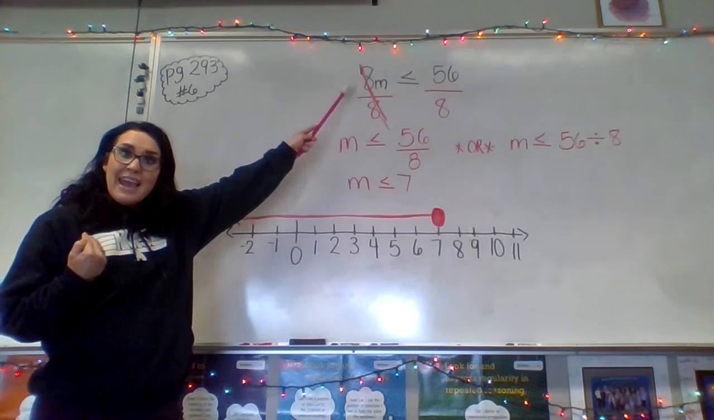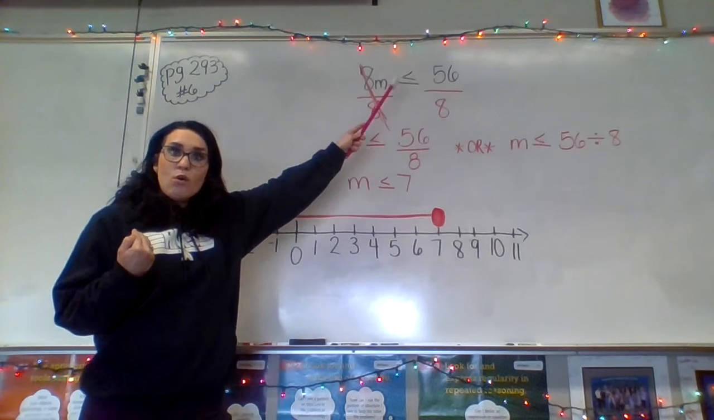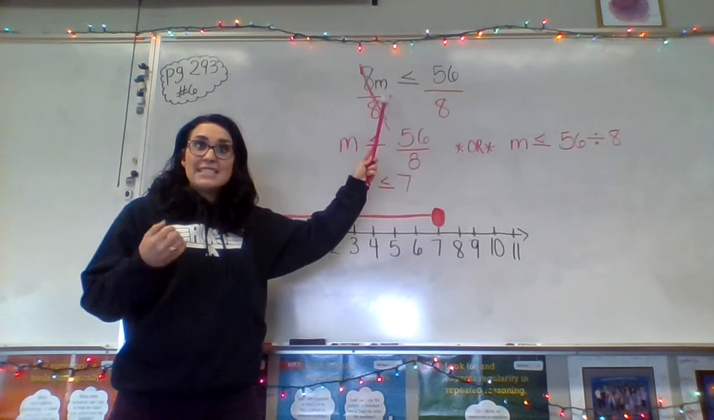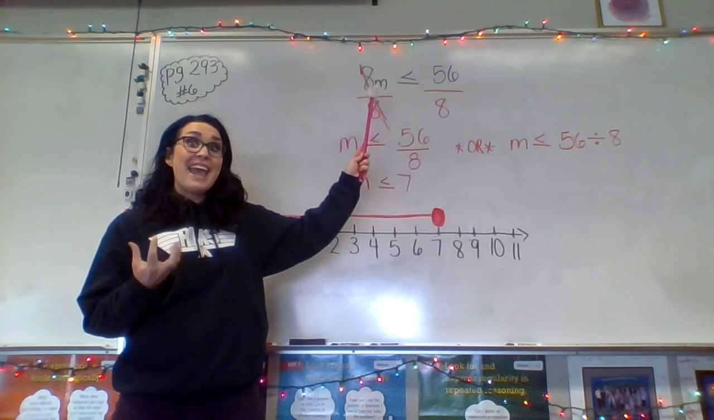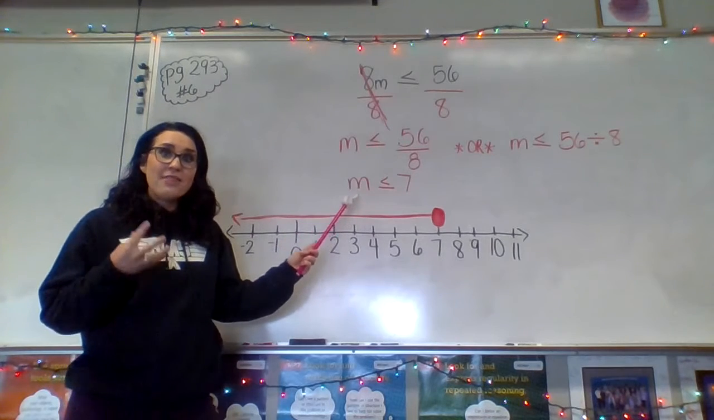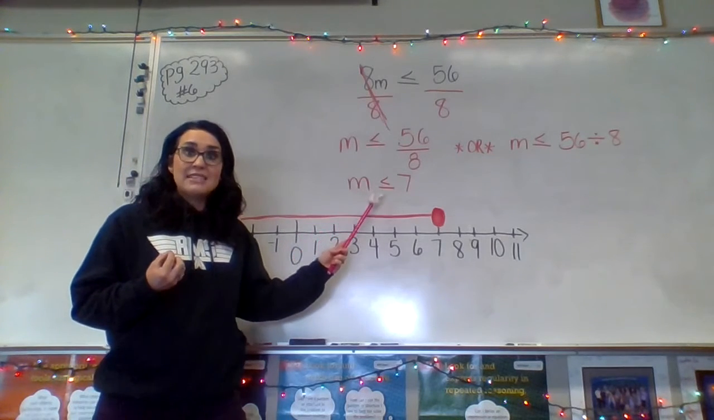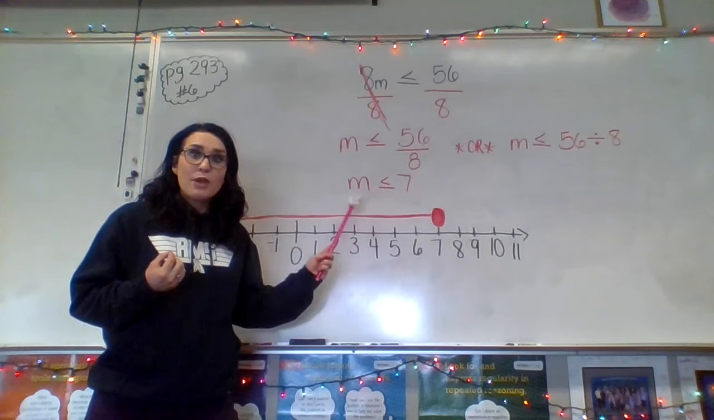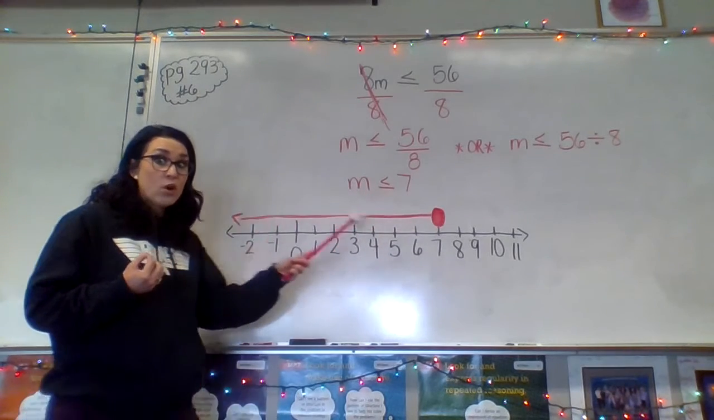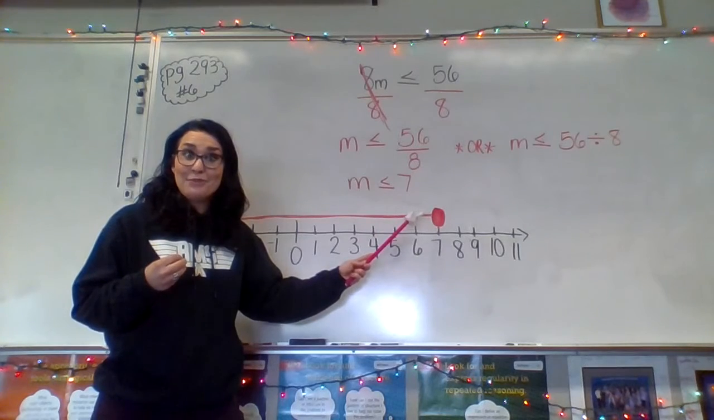So we had an inequality, 8m is less than or equal to 56. We then divided by 8 on both sides to isolate that variable to get m all by itself. Once we did that division, we discovered that m needs to be less than or equal to 7. We graphed m being less than or equal to 7 with that closed circle.